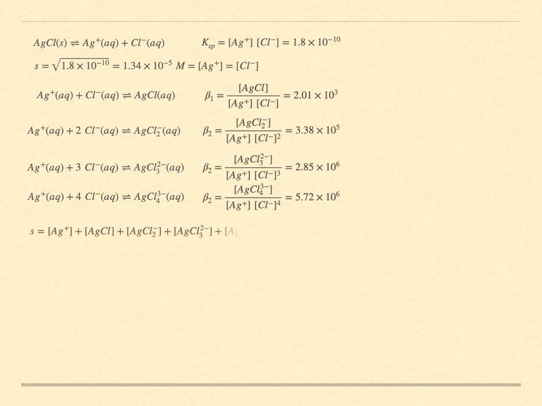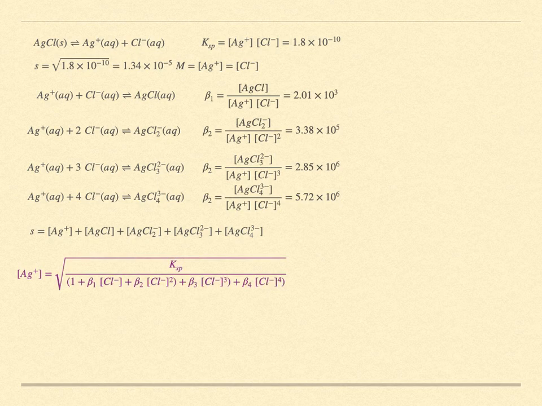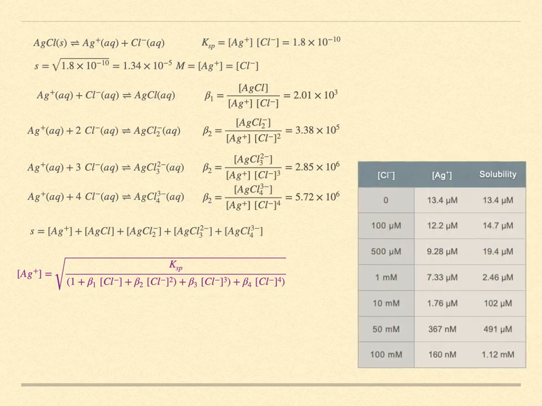The solubility is again the sum of all silver-bearing species, and making the substitutions leads to an expression for the silver concentration and hence the solubility. And here is a table of the solubility as a function of chloride concentration. The same trends as before. I've not included the concentration of each species. The dominant species shifts to the one with more chloride as the chloride concentration increases. The amount of free silver decreases even as the solubility increases.